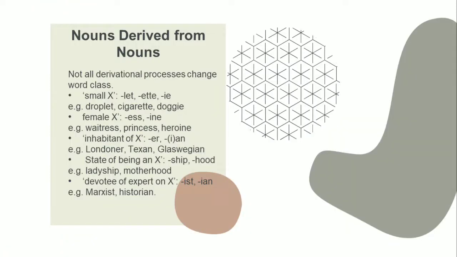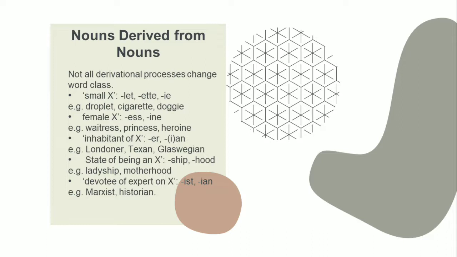Okay, we are entering slide 5. In the derivation process that involves affixes in English, nouns can be derived from other nouns. For example, affixation in the form of suffixes -let, -ette, and -y, where this form is added to a noun to produce another noun that has a slightly different meaning from the previous noun. The suffixes include small X. The suffixes -let, -ette, and -y, for example in the words droplet, cigarette, and doggy, which come from the noun drop plus the suffix -let becomes droplet, which then produces a different meaning.